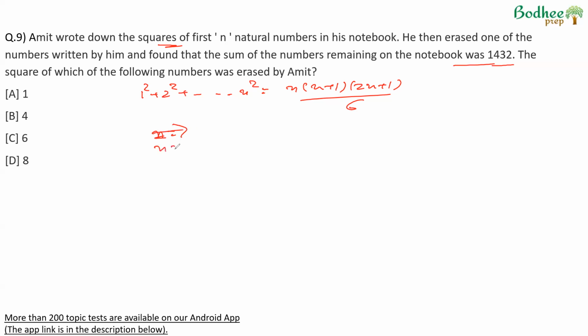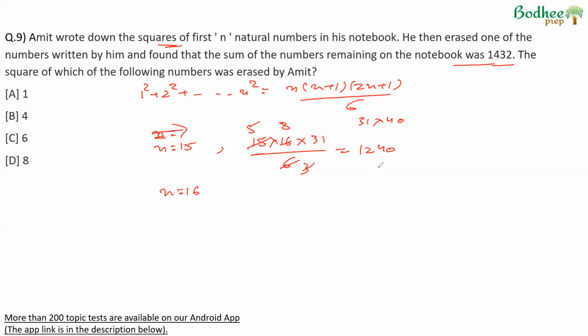So what if n is equal to 15? What will be the sum of the squares of the first 15 natural numbers? 15 into 16 into 31 by 6. 5, 3, 2, 8. 40 into 31. 31 into 40 will be 1240. 1240 does not work.